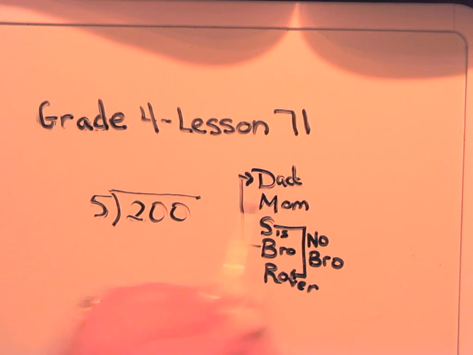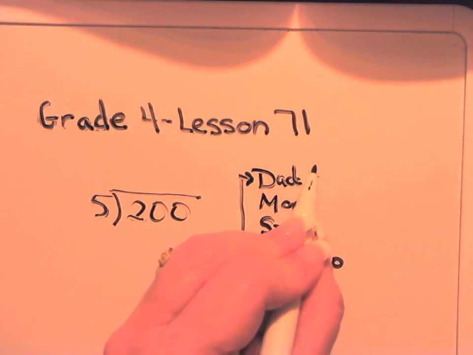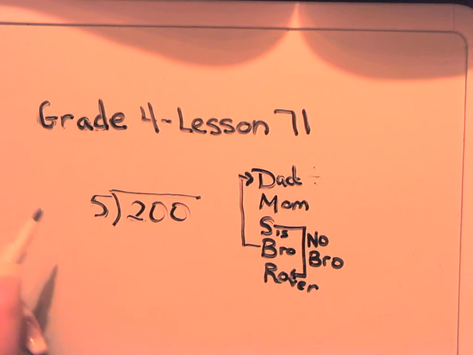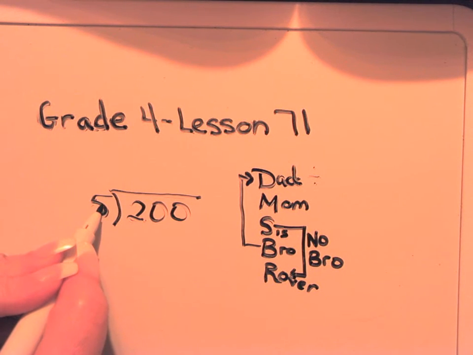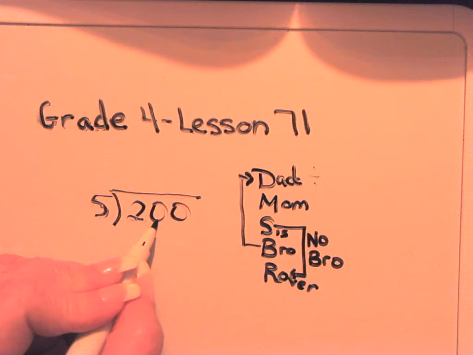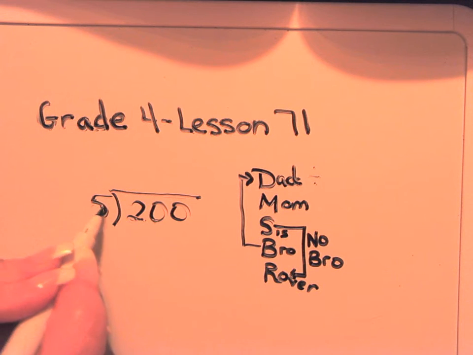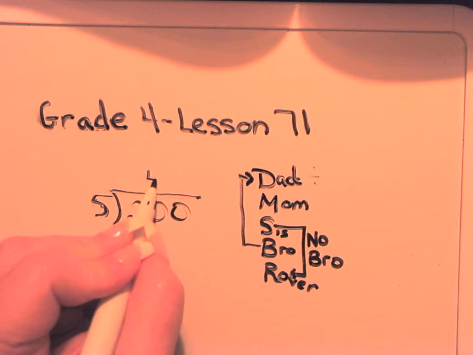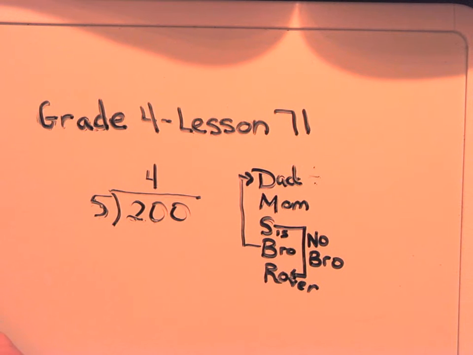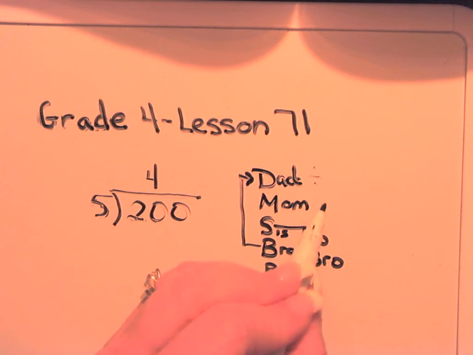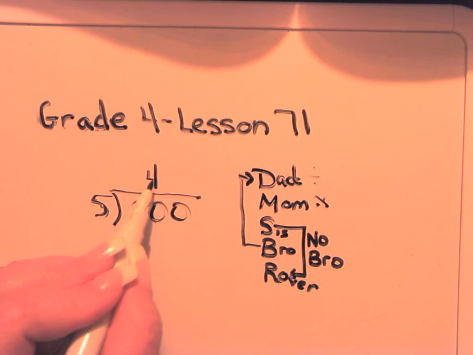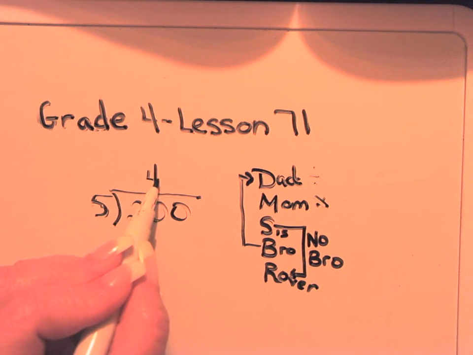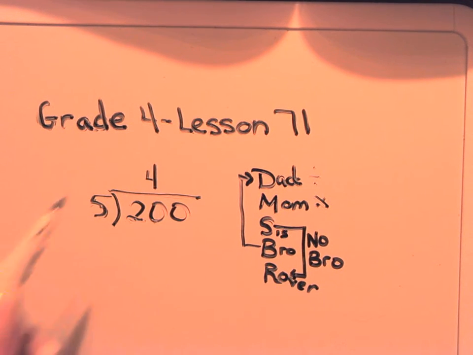So first, dad, or divide. How many 5s can I get out of 20? I can get 4. So we're putting that 4 up top. Remember, dad's the only one allowed on the roof, so that's why the 4 is on the roof. That's the divide part.